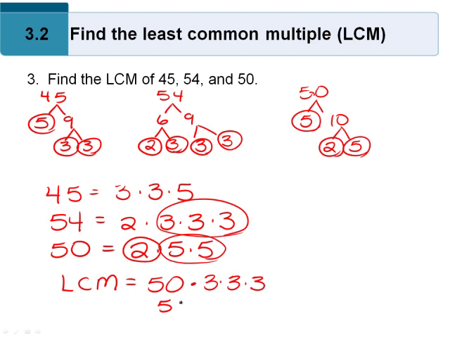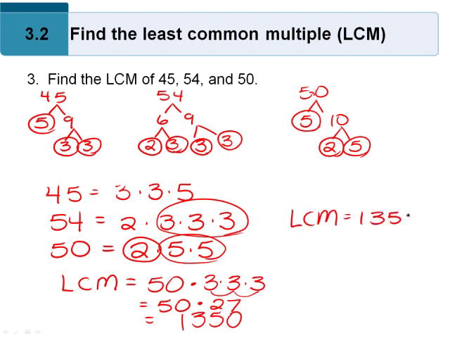So what I would do is bring down the 50 and multiply 3 times 3 is 9 times 3 is 27. Now I pick up the handy dandy calculator, and 50 times 27 is 1,350. So the least common multiple is that big huge number, 1350.